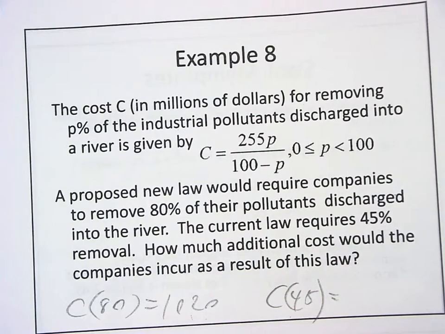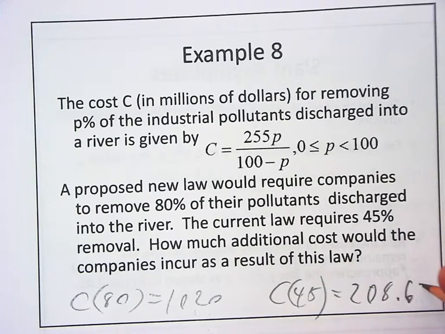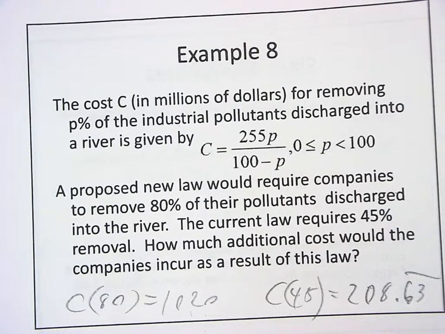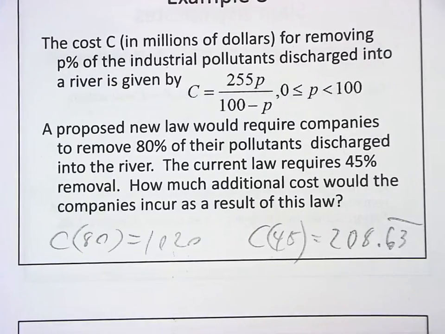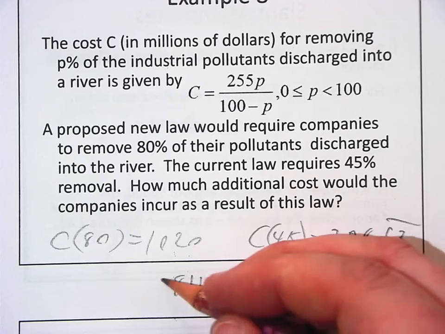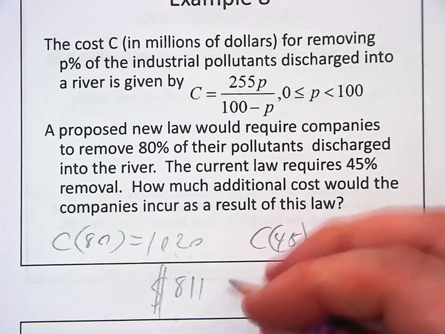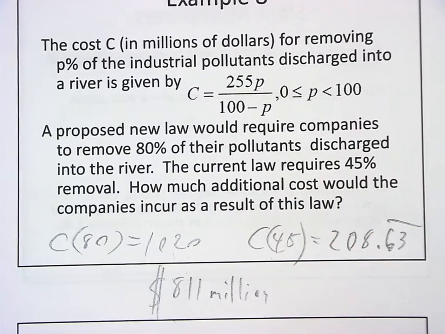Anybody else get that? Yeah. What about for 45? 208.64. 208.6 repeating. But anyway, now, what's the cost to the companies? What do you do with those? Subtract. What do you get? 811.36. 811 what? It's only going to cost me $811? Million. Oh, wow. 811 million.